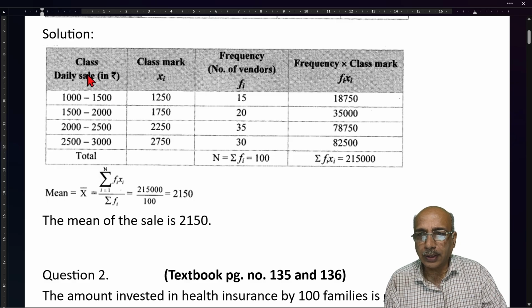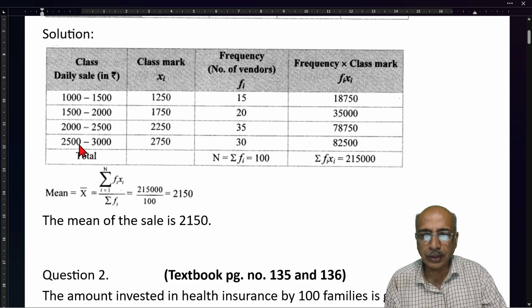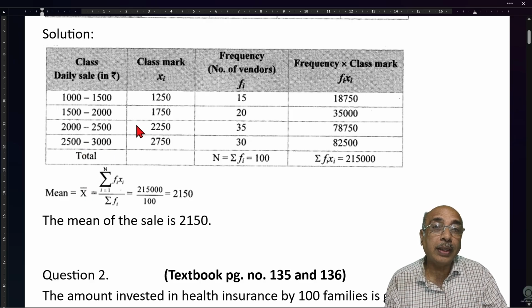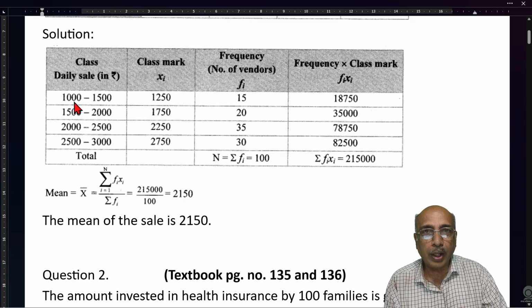So class is here, daily sale in rupees. Whatever class is given in the table, we will write here, 1000 to 1500 and last 2500 to 3000. Here we have to take the class mark. How to take the class mark? This is known as the lower limit of the class. This is known as the upper limit of the class. So lower limit plus upper limit divided by 2. It comes to 1250.